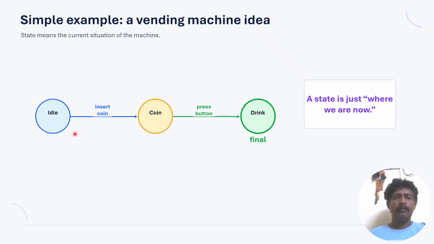The automaton may be in q0 now. After reading the symbol 0, it may move to q1. After reading the next symbol, it may move to q2. Okay, so don't treat state as a complicated word here. State simply means where the machine is currently standing, or what situation the machine is currently in.